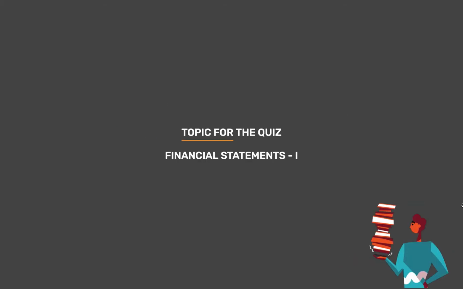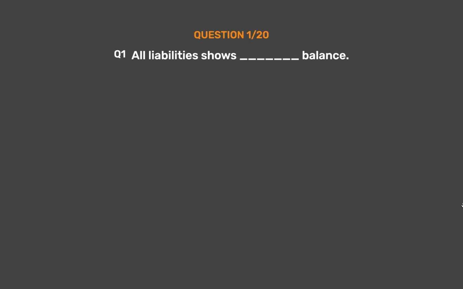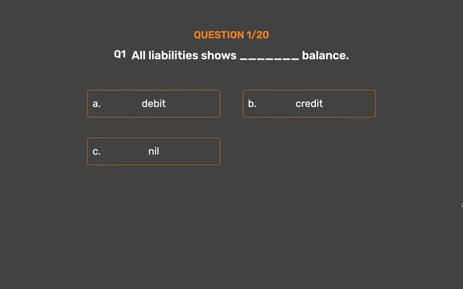Topic for today's quiz is Financial Statements. Question number 1. All liabilities show _ balance. Option A. Debit. Option B. Credit. Option C. Nil. Option D. Positive.